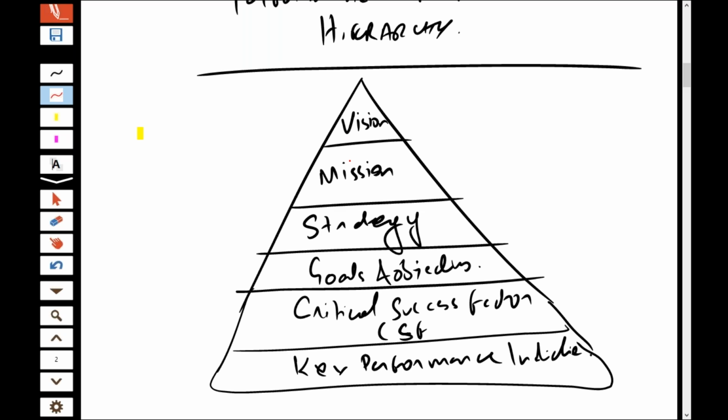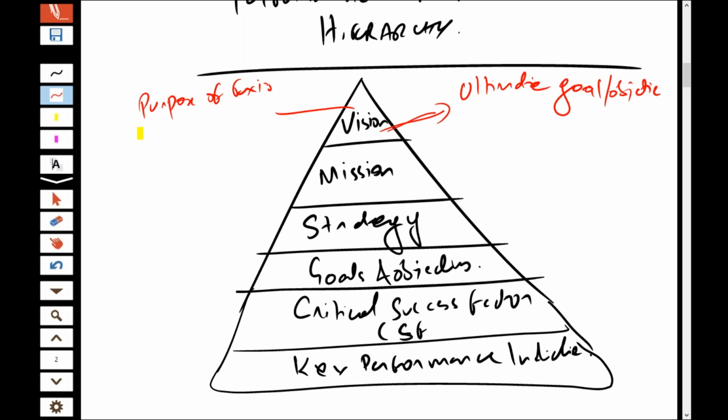This is a performance measurement hierarchy that I have drawn in front of you. Now, what exactly do you mean by this hierarchy? The first aspect is that for every organization that is established, there is a vision. What do you mean by the vision? The vision is the ultimate goal, the ultimate objective. The vision actually tells you the purpose for which this specific organization exists, the purpose of existence. That is generally considered to be your vision.